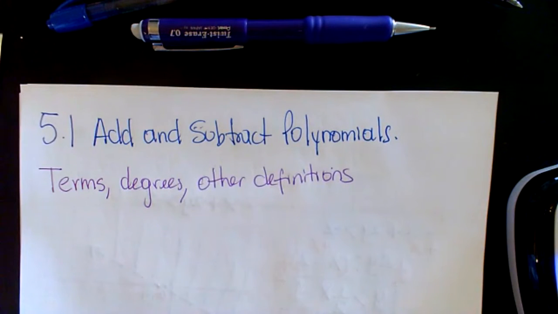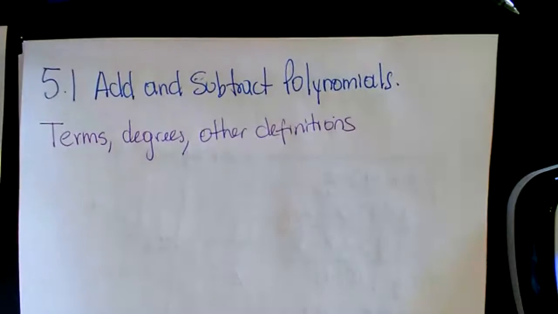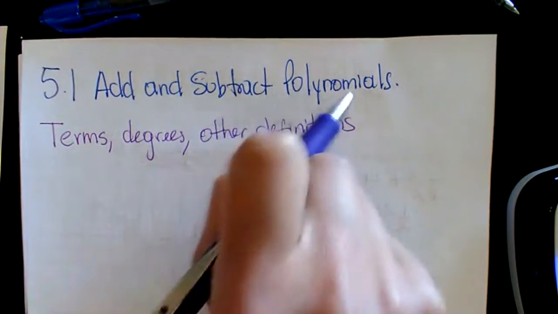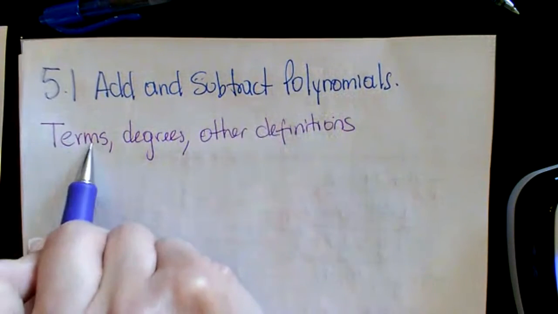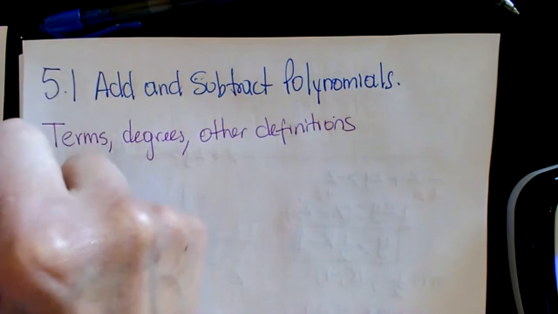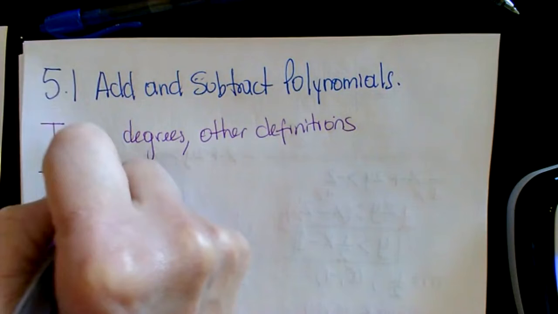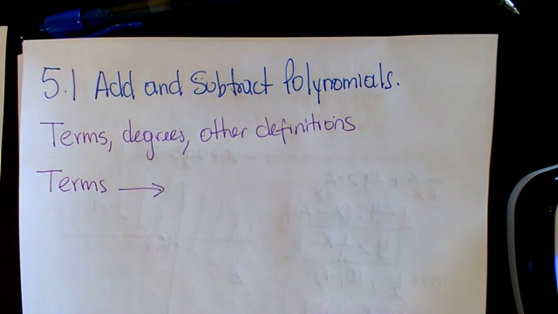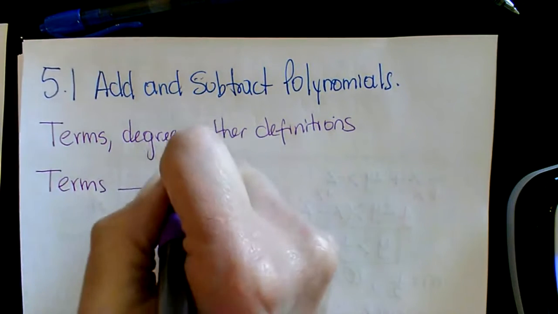All right, so let's do 5.1. We're going to be adding and subtracting polynomials. First, we're going to be talking about terms. So the polynomials are made up of terms, okay?